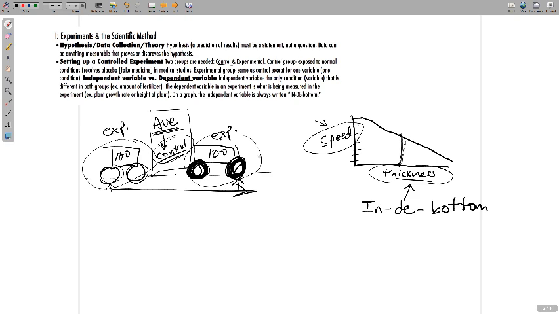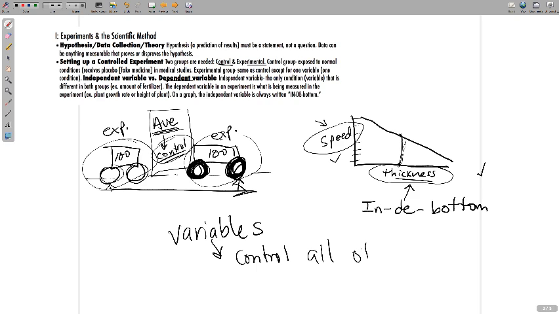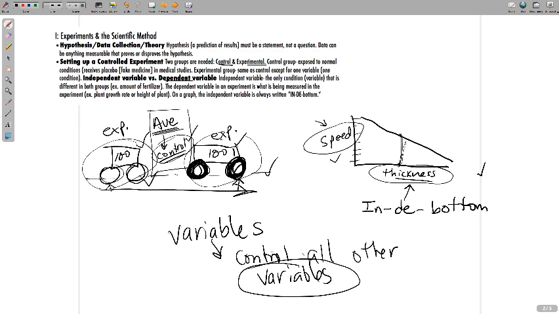So what else? Variables. Remember that these two are the variables that we're dealing with, but you also have to control all other variables. So you have to understand that not only do we care about tire thickness here, we got to make sure we use the same car. We got to use the same road. We can't have one on ice and one on gravel. You get it? Those are called variables. And you control everything to make sure everything's the same in all groups.